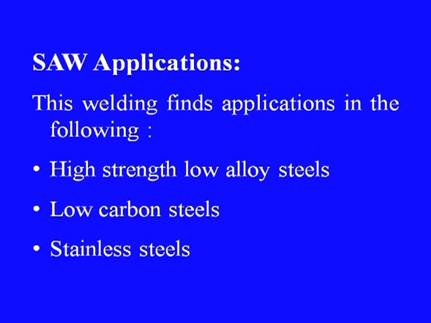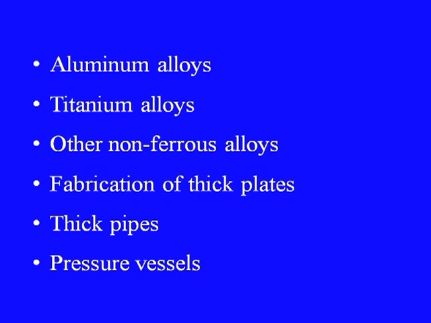Now let us look at the submerged arc welding applications. This welding finds applications in the following. Number one, welding high strength low alloy steels, low carbon steels, and stainless steels. This submerged arc welding process is found to be suitable. For welding aluminum alloys, titanium alloys and other non-ferrous alloys, this method can also be suitably used. Then in fabrication of thick plates, thick pipes and pressure vessels, submerged arc welding is commonly used. Then for welding of railroad tanks, ships, heat exchangers, and overlaying, this method is used.